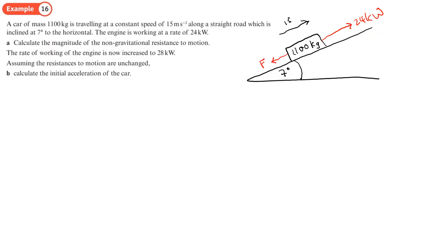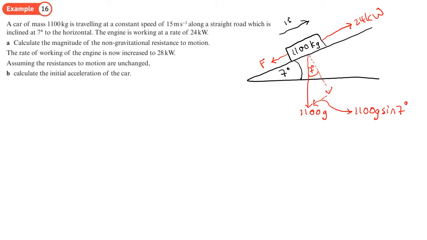Right, so let's think about what this engine needs to do. It needs to overcome the frictional force, and it also needs to overcome the weight of the car going up the slope, and that is going to be this component. Since this is 7 degrees here, this other force, which is also running parallel to the plane that it needs to overcome, is going to be 1100 g sine 7.